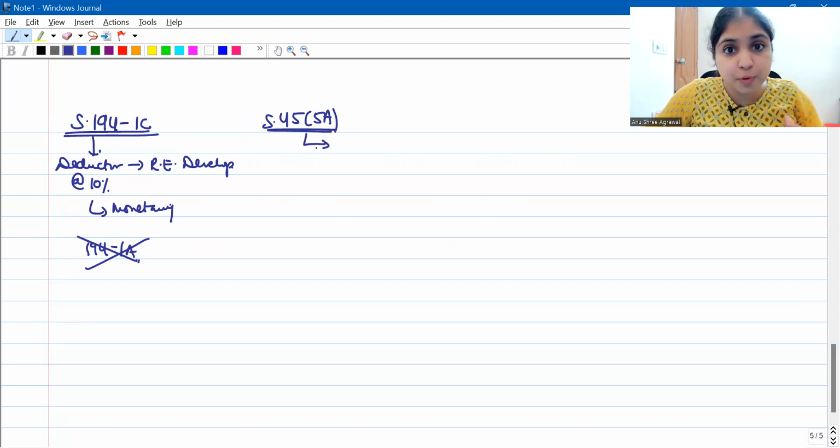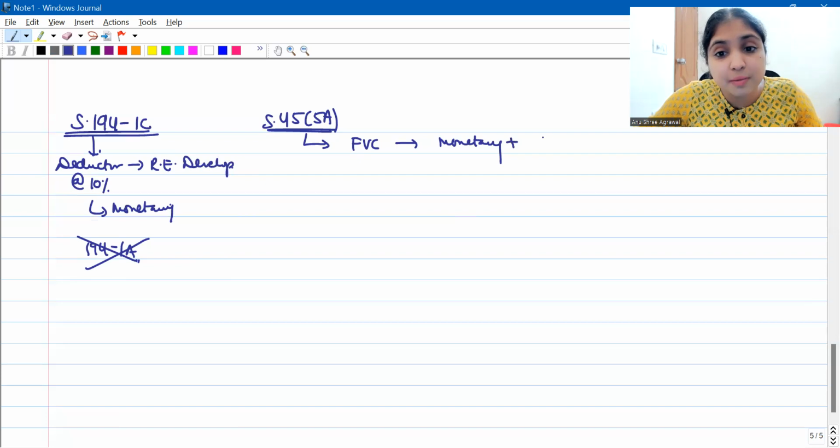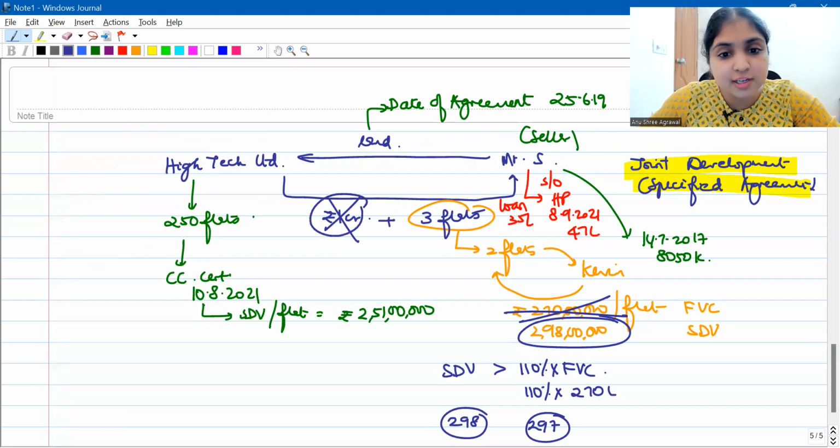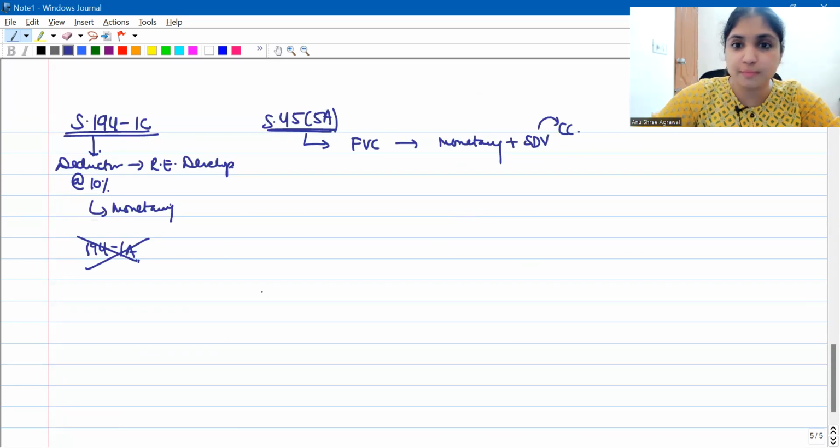Under 45.5A, the owner of the property who is transferring his property to the real estate developer, Mr. Sakshar in our example, will have to calculate capital gains in his hands. For him, the full value consideration will be whatever monetary consideration he is getting plus the SDV of the share in the new property. SDV you will take on the date of the construction completion certificate.